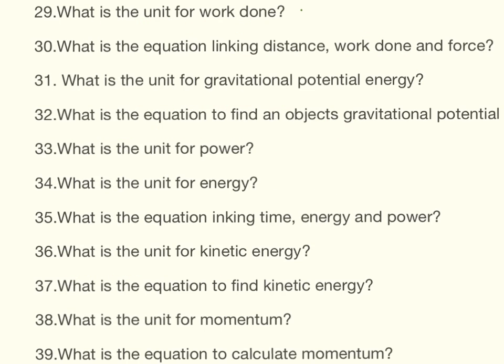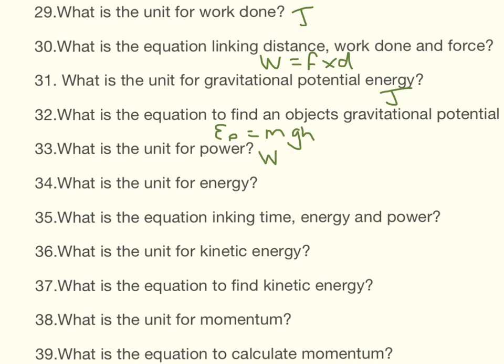So work done is measured in joules. What is the equation linking distance, work done and force? Work done equals force times distance. The unit for gravitational potential energy is energy, so it's joules. And what is the equation to find an object's gravitational potential energy? Mass, gravity, height. What is the unit for power?